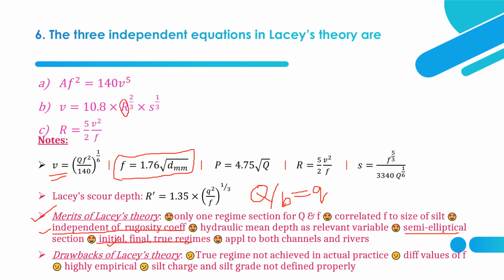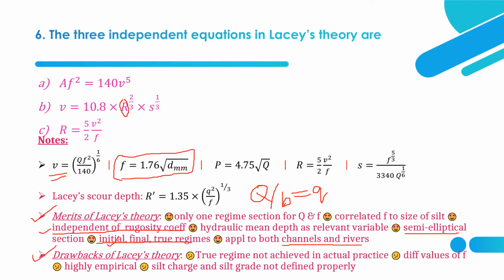In case of final regime, this is nothing but the ultimate stage of regime attained by a channel when, in addition to the slopes, we have the freedom to adjust the width of channel as well. See, we have no adjustment to width of the channel in case of initial regime, but in case of final regime, that is the ultimate stage of regime obtained by channel, we can adjust the width of the channel as well. So that is the regime concept in Lacey's theory: initial, final, and true regime. True regime is nothing but there is neither silting nor scouring. And Lacey's theory is applicable to both channels and rivers, but Kennedy's theory is applicable only to channels.